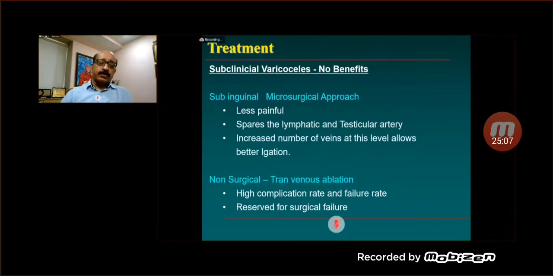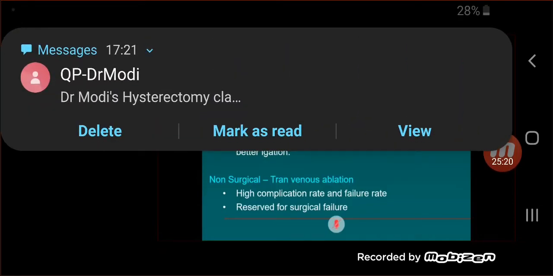As far as the surgical treatment is concerned, the subinguinal microsurgical approach is the best. That gives a better outcome. Though laparoscopy or non-surgical methods have also been tried, with time we have come back to the microsurgical approach through the inguinal route. That is the best.